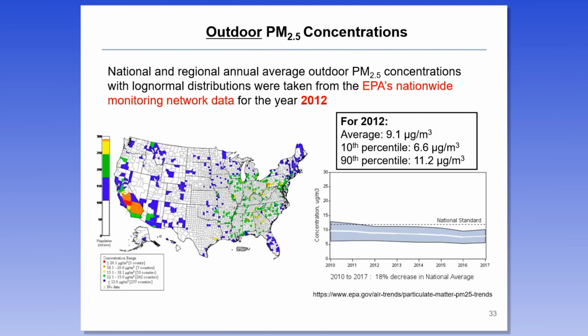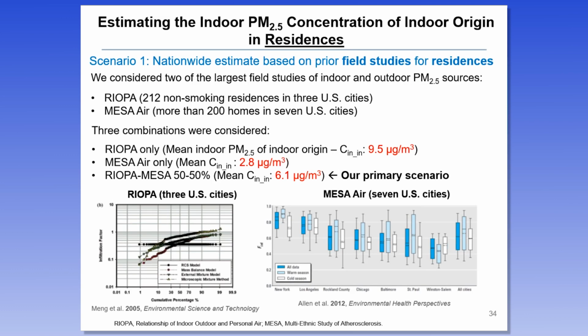All right, so let's start with outdoor PM2.5 concentration. For that, we rely on EPA nationwide monitoring network data for 2012, in which they reported an average of 9.1 microgram per meter cube for PM2.5 concentration in the whole United States. And we fit a log normal distribution to that data with the 10th and 90th percentiles of 6.6 and 11.2 microgram per meter cube. That was the concentration of PM2.5 outside.